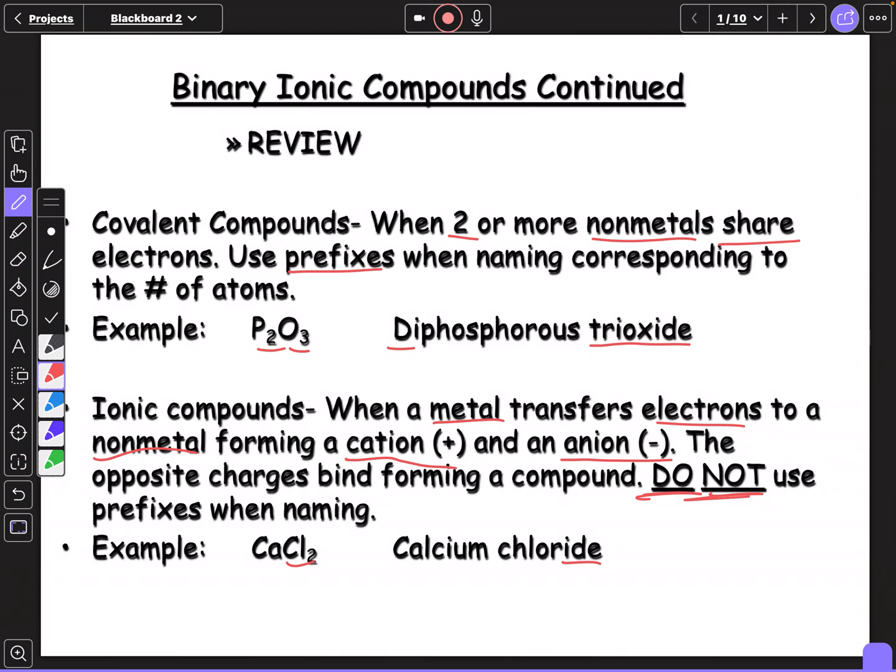So always look at the first element in the compound. If it's a nonmetal, the second element is always going to be a nonmetal, which means it's covalent. The first element in this one is calcium. It's a metal. That has to be an ionic compound.